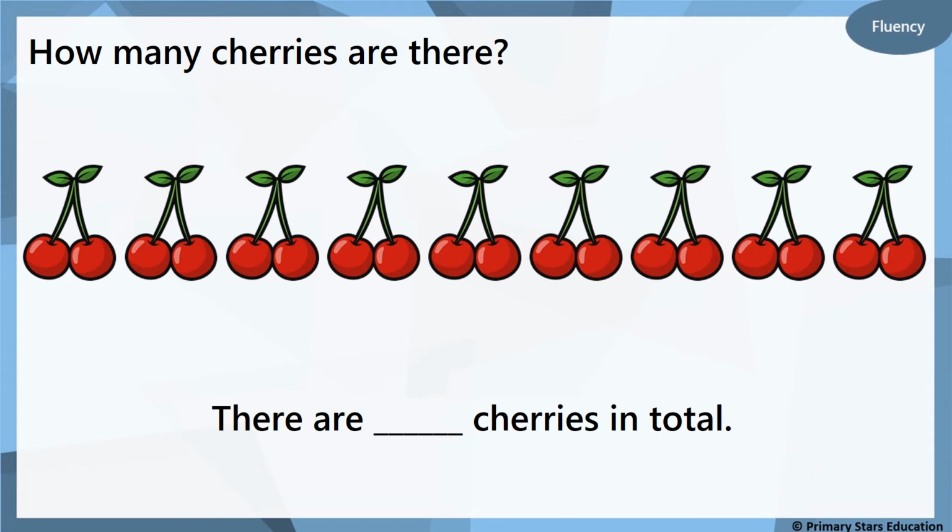So we have some cherries here and they are grouped together. Can you see how many cherries there are grouped together? So how many cherries are in each group? This is one group here. How many cherries are there? There are 2, aren't there?